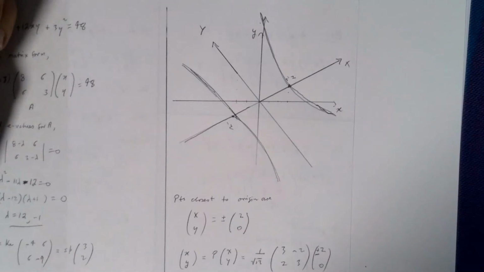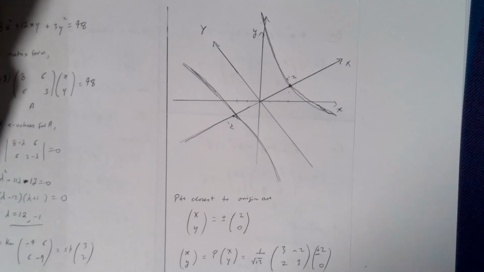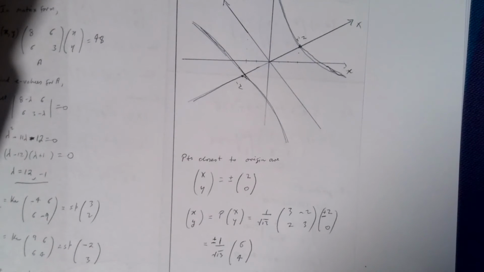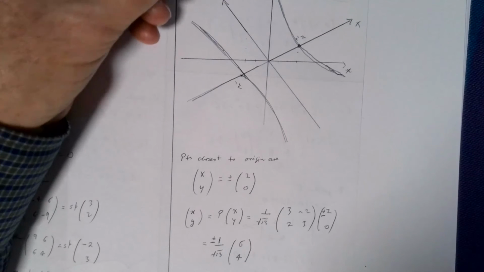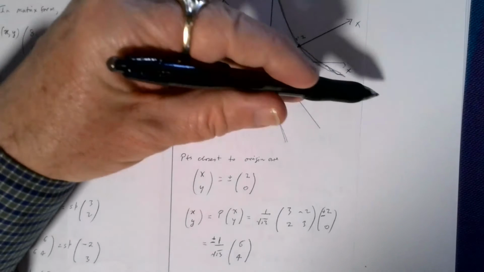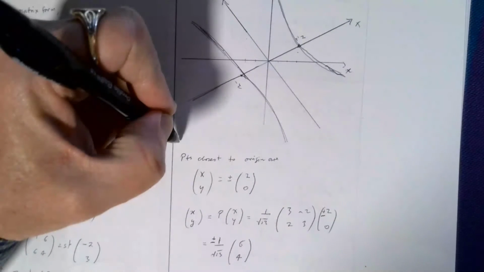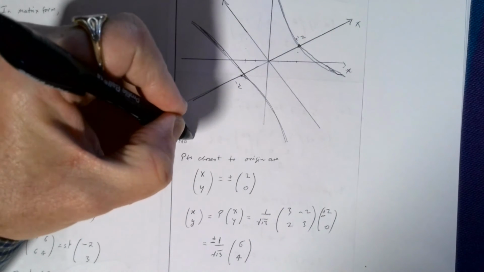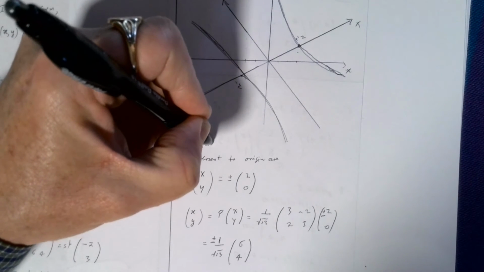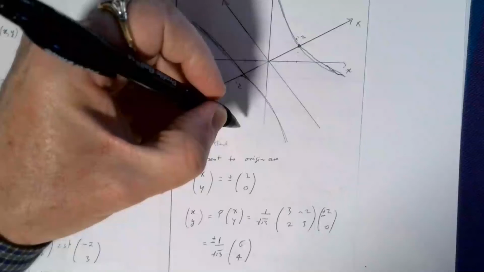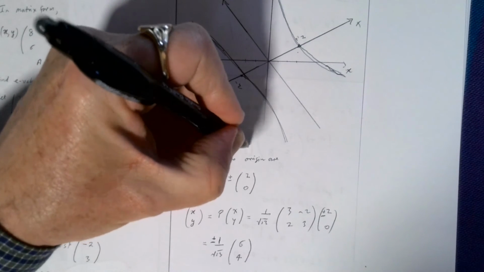Now, it asks for the points closest to the origin, and there are no points furthest away from the origin, because you can go as far away from the origin as you like on this. So I should really say there are no points furthest from the origin.